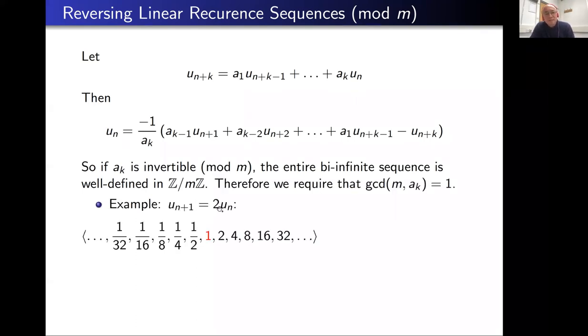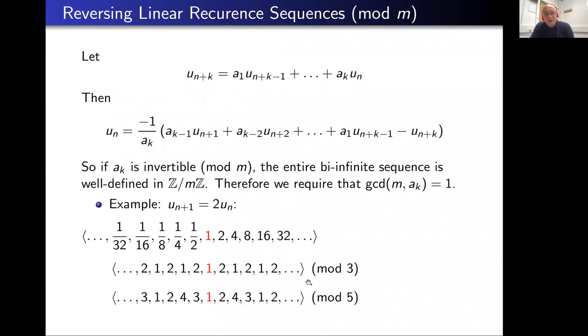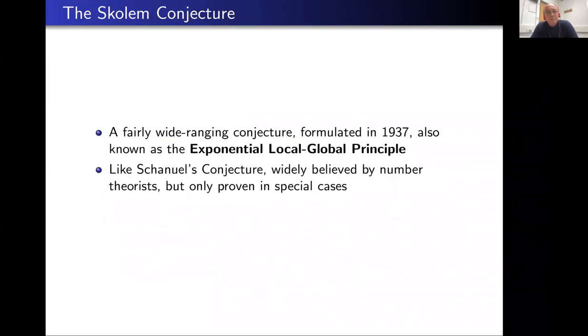For example, this sequence, if I reduce it mod 3, it becomes that sequence. And if I reduce it mod 5, it becomes that sequence. So the prime 3 doesn't care that I'm dividing by things, because for the prime 3, a sub k, I can divide by it because it's invertible. It's also well-defined modulo m.